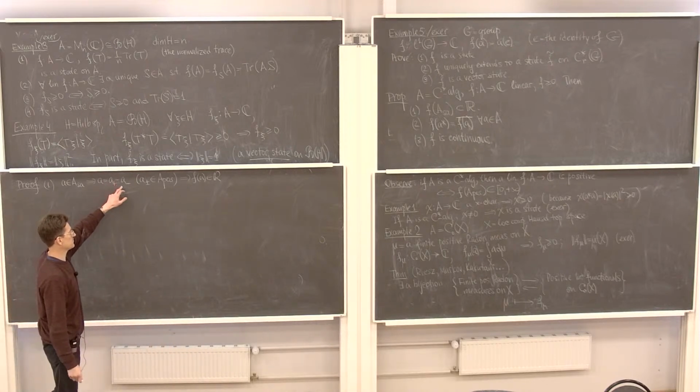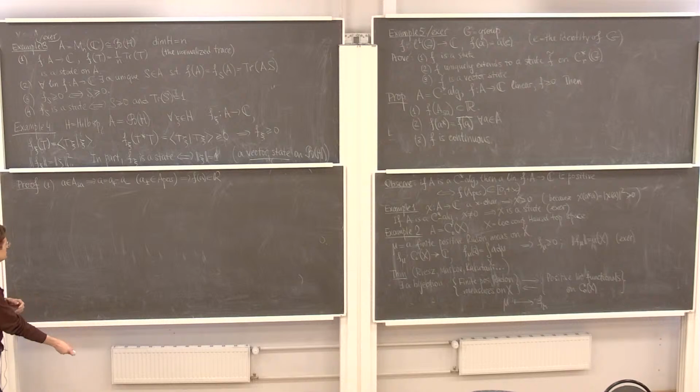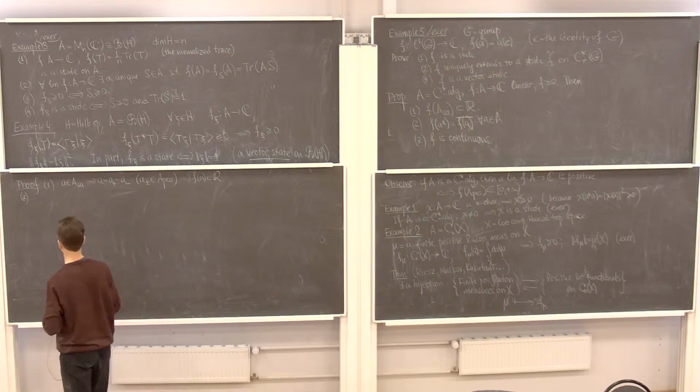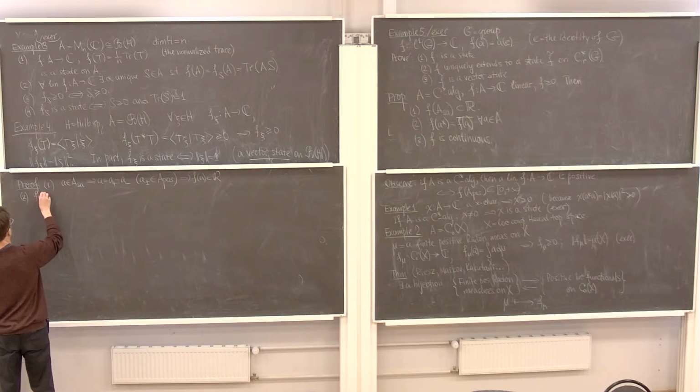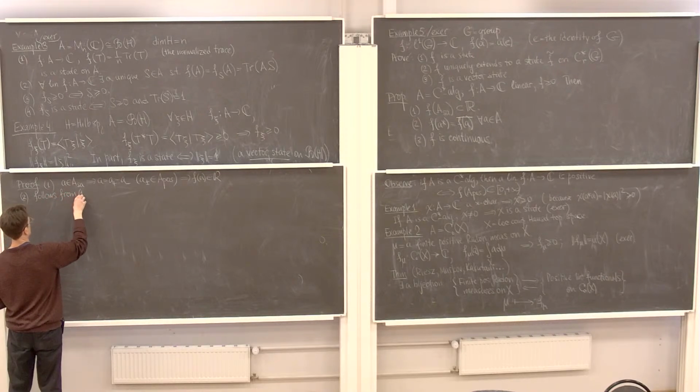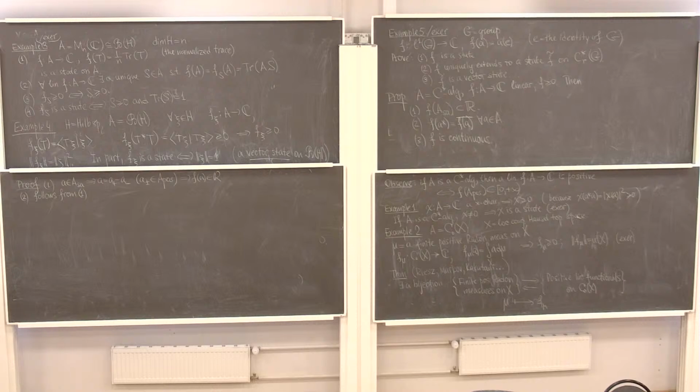Because f of a plus is positive and f of a minus is also positive. The proof of part 2: 2 actually follows from 1. And this can be proved by the same argument as in the case of characters.